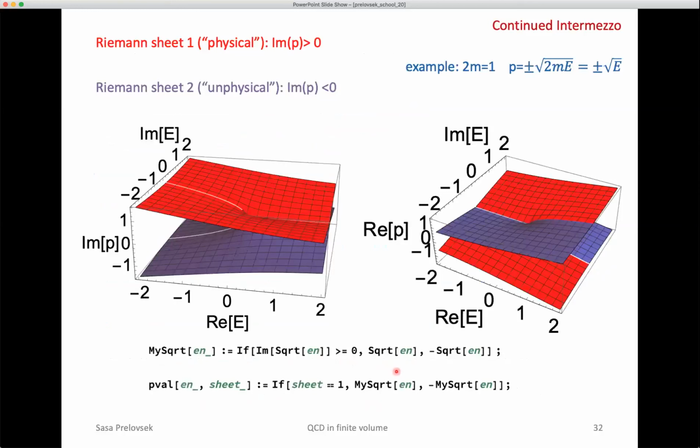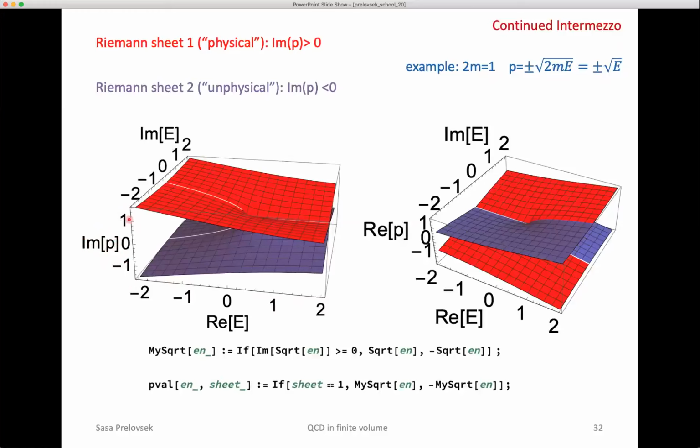Now let's have some pictures. Suppose you're in the non-relativistic case, with 2m equal to 1, and then the momentum is just plus or minus the square root of the energy. Now let's try to plot this momentum in the complex energy plane. So you have here the real energy and imaginary energy, and what I'm plotting is the imaginary part of the momentum and the real part of the momentum.